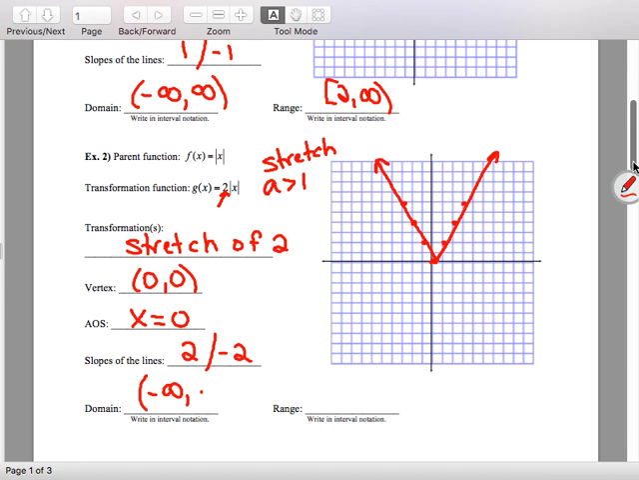So the domain is always negative infinity to infinity for an absolute value graph. Cameron, what would be the range then? Is it bracket 2 to infinity, or is it 0? Okay, well, you tell me. What's the lowest y value? 0. So it's going to go bracket 0 to infinity. All right, when you're ready, flip it over.